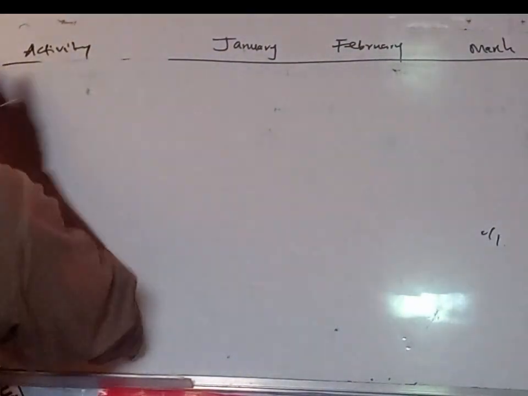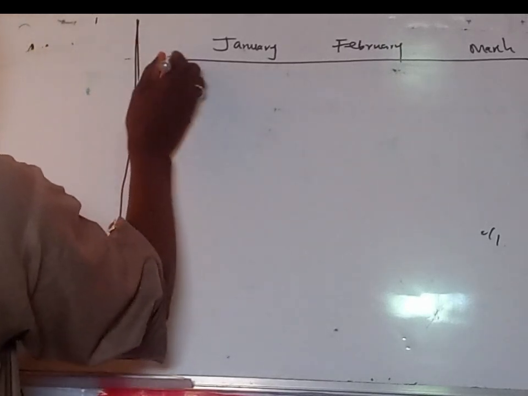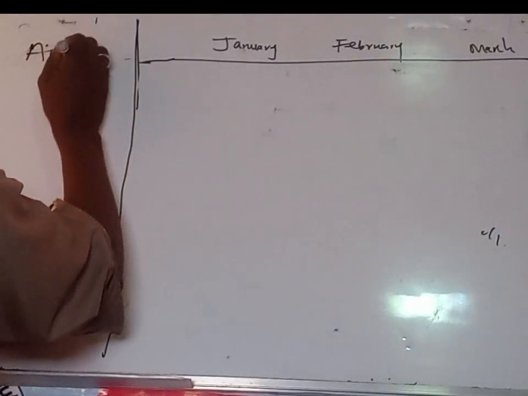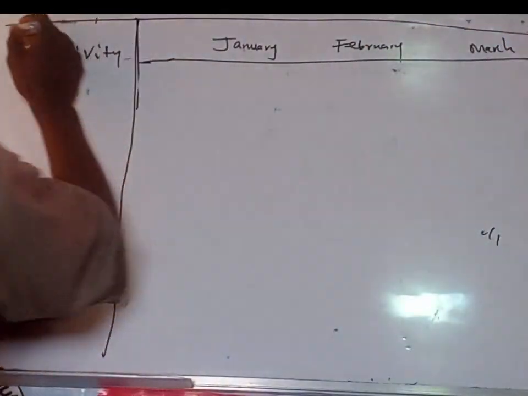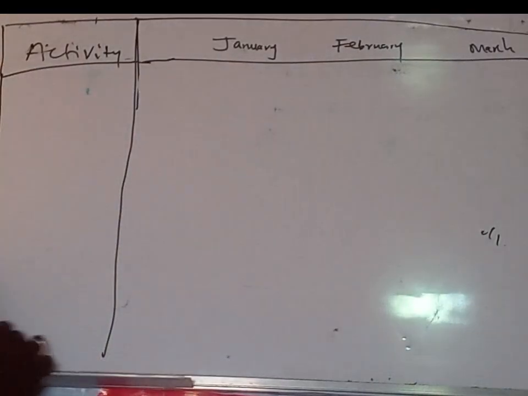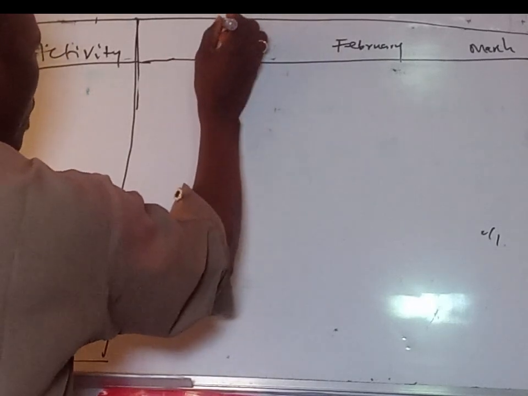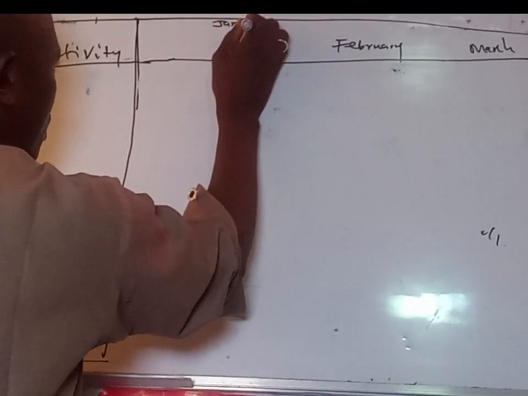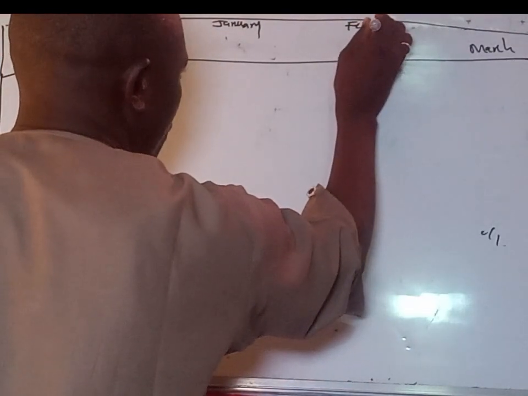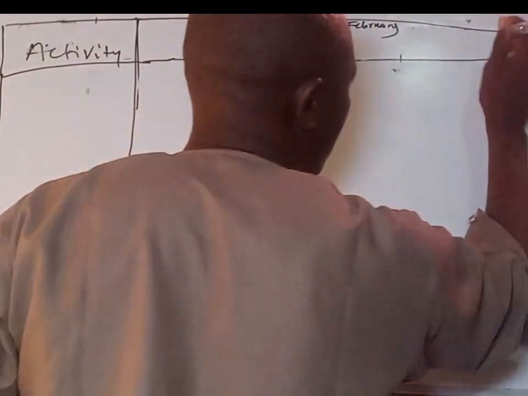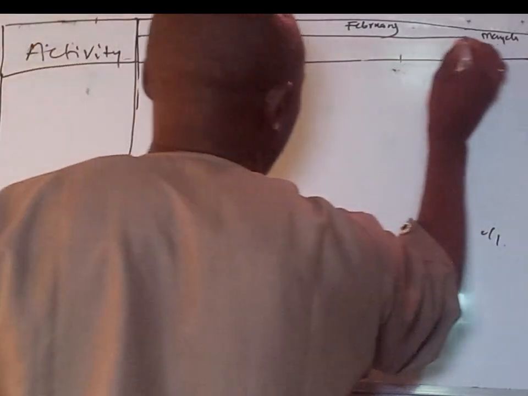Okay, let's do it like this. This is our activity. Then here we need to have January. Let's have an adjustment. January, then we have February, and then March. So we have this.